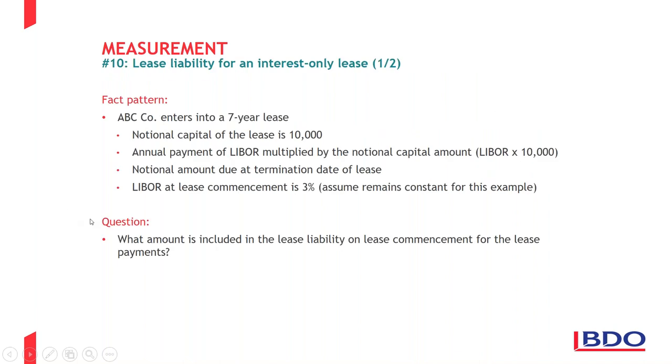The next question: if we have a lease liability for an interest-only lease, how do we account for it? In this example, ABC enters into a seven-year lease. The notional capital of the lease is 10,000. The annual payment is LIBOR multiplied by the notional capital amount, so LIBOR times your 10,000 will give you your annual payment. The notional amount of 10,000 is due at termination date. LIBOR at lease commencement date is 3%, and let's assume it remains constant for this example. What amount is included in the lease liability on lease commencement for these lease payments?